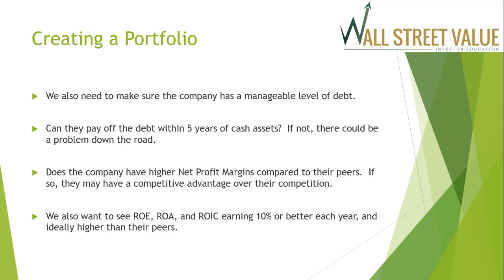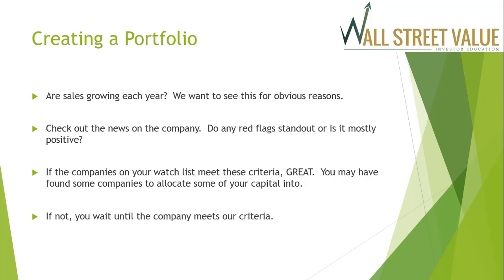You also need to make sure the company has a manageable level of debt. Can they pay off the debt within 5 years of cash assets? If not, there could be a problem down the road. Does the company have higher net profit margins compared to their peers? If so, they may have a competitive advantage over their competition, or as Warren Buffett calls it, they have a moat. We also want to make sure we see return on equity, return on assets, and return on invested capital earning 10% or better each year, and ideally higher than their peers.